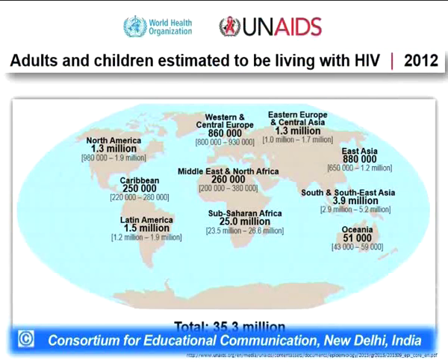Now, if we see the global figures of HIV patients throughout the world, in a total of 35.3 million cases, the majority are found in sub-Saharan Africa, which counts to about 25 million cases. Then comes South and Southeast Asia, which constitutes about 3.9 million cases, including the Indian subcontinent. Then Eastern Europe and Central Asia with about 1.3 million, Latin America with about 1.5 million cases, and North America also with 1.3 million cases.